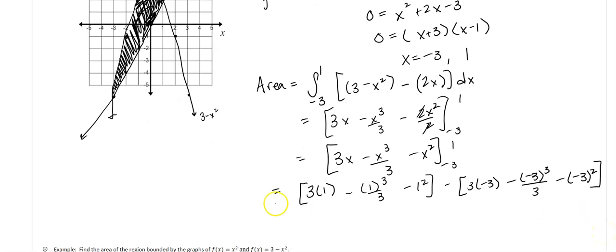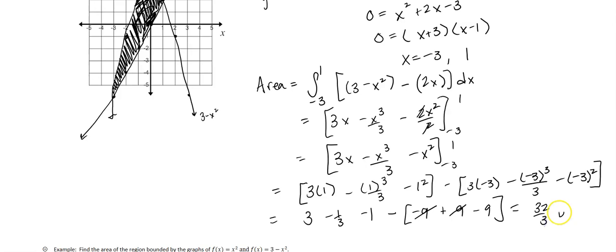And I'm going to evaluate all this arithmetic and simplify. So I get 3 minus 1/3 minus 1. And I'm going to have minus negative 9 plus 9 minus 9. So these two go away automatically. And when I add all of these together, I get 32 over 3. And that's going to be units squared.